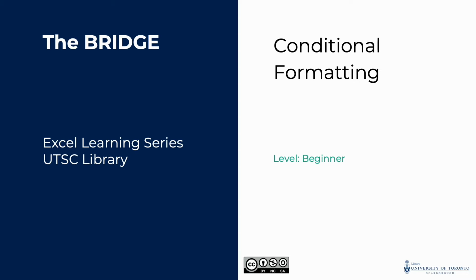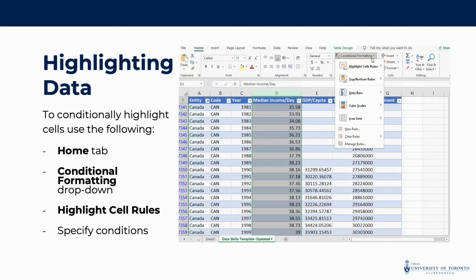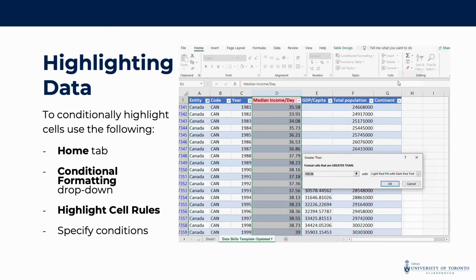In this video, we will look at how to use conditional formatting to visualize data in a unique way that aids the structuring and analyzing processes. Conditional formatting can help with pattern and issue detection. By using conditional formatting, we can quickly identify the data that falls within certain conditions. We can, for example, highlight all the cells within the median income per day that exceed 35.